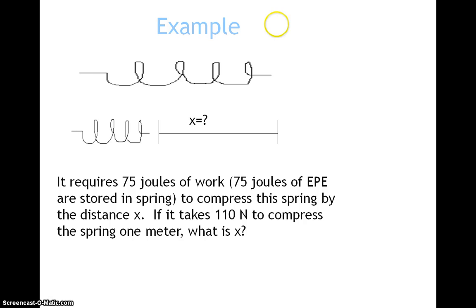So here I have a spring. It says that it requires 75 joules of work, remember that would be 75 joules of elastic potential energy stored in the spring, to compress a spring by some distance x. If it takes 110 newtons to compress the spring 1 meter, what is x? In this case, we have to recognize that our total energy or work is 75 joules, and this 110 newtons in 1 meter is actually k. That is the spring constant of the spring.